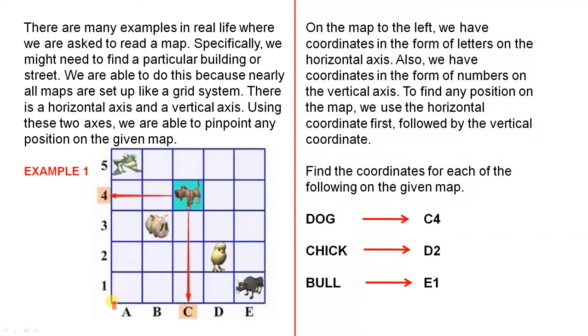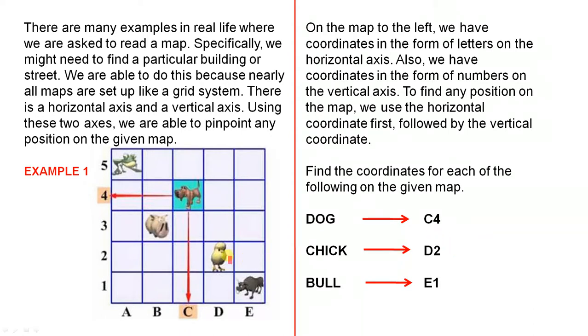So when we go across, we go to C because the dog is directly above C. Then we start again from here and we go up, and we see the dog is directly to the right of 4. So the coordinates, or the letter and the number which describe the position of the dog, C4. So C4, because you move 1, 2, 3, 4 places.